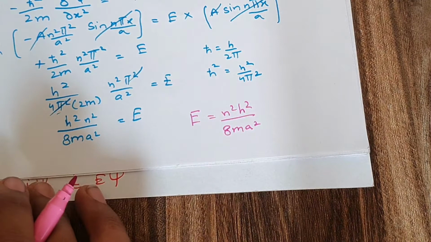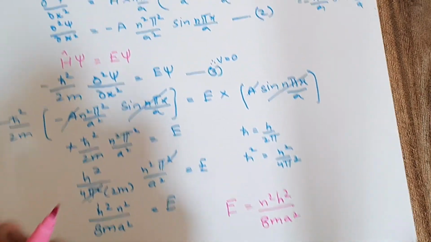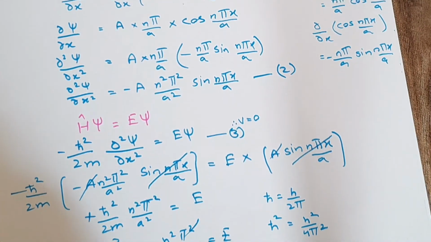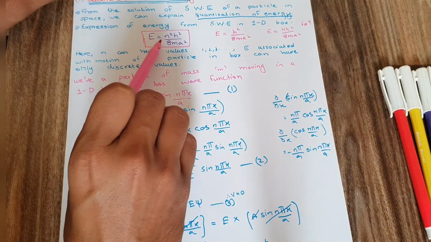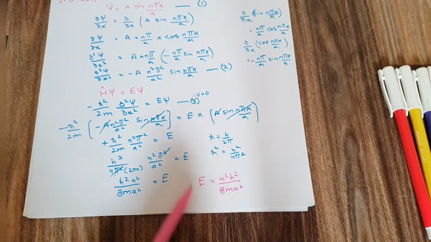So this is how we have derived the value of energy from Schrodinger wave equation for a particle in a one-dimensional box. The energy is equal to n square h square over 8m a square. So this is what we have derived here.